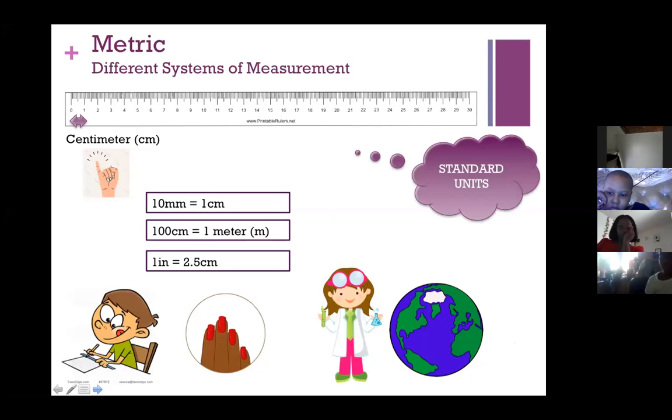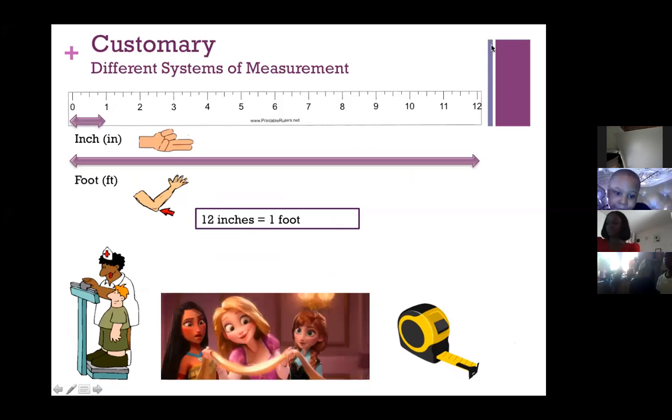We also know the customary system. So who has heard of inches and feet? Inches and feet, we definitely use in America. We use inches and feet all the time. We use it when we go to the doctor and the doctor tells us if we've grown. I know you are all growing at hyper speed, so the doctor says, you grew 8 inches. You grew 4 inches. We use it to measure our height. I am 5'7". That's how we would say that.